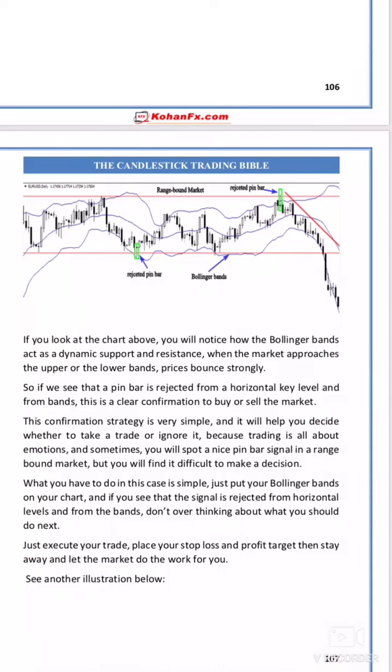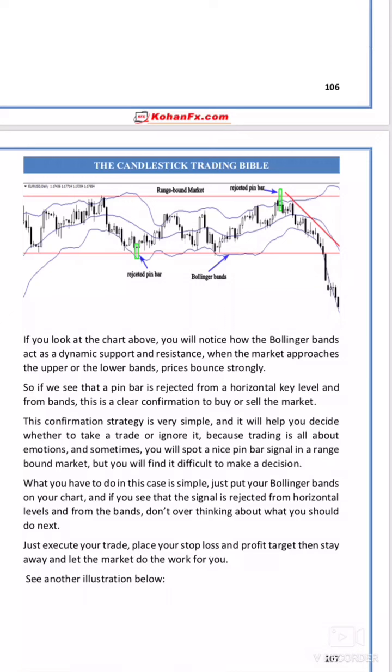If you look at the chart above, you will notice how the Bollinger Bands act as a dynamic support and resistance. When the market approaches the upper or the lower bands, prices bounce strongly. So if we see that a pin bar is rejected from a horizontal key level and from the bands, this is a clear confirmation to buy or sell the market.